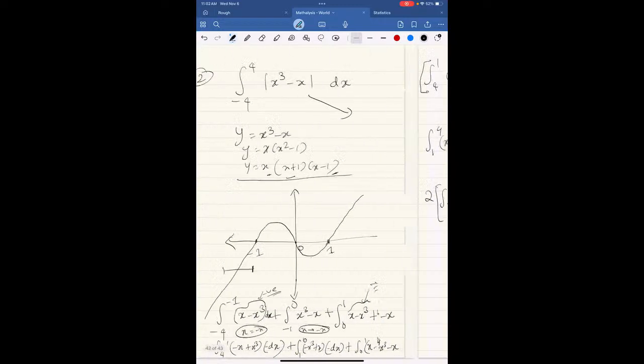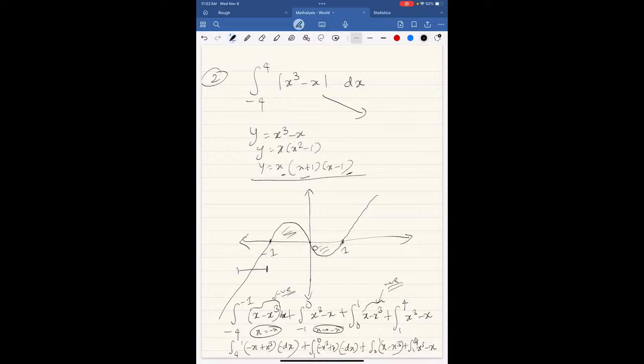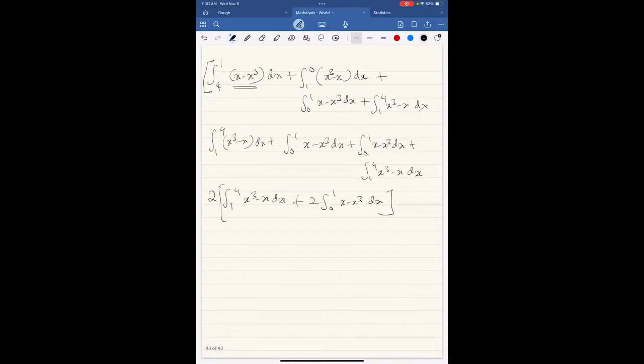This is actually obvious from the graph itself, since these two areas will be equal, and also this one will be equal to this one. So that's the same thing we have got from algebraic manipulation, right? So the sum of these two areas, this area being made as positive area, and then twice of that answer. So that's what we are going to find over here. So 2 times, now this will be x to the power 4 by 4 minus x square by 2, going from 1 to 4, plus 2 times x square by 2 minus x to the power 4 by 4, going from 0 to 1, right?